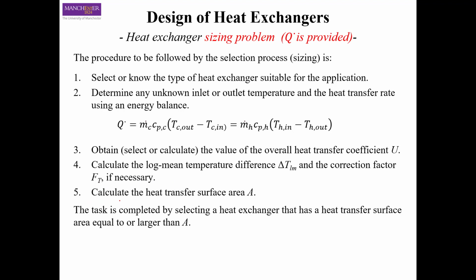The last step is that we use the equation Q is equal to UA delta T, and then we know all the values of U, Q, and delta T, so we can use that equation to calculate the value of A. And our final selection or sizing process finishes when we have selected a type of heat exchanger, let's say a shell and tube heat exchanger, with an area either equal or above the calculated area. Okay, so let's look at this example and try to see how we can use these steps to find out the details of different parameters.